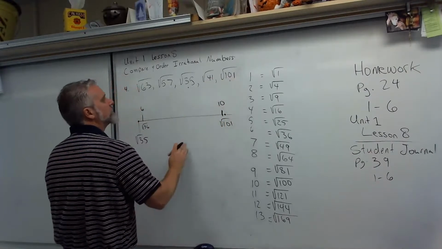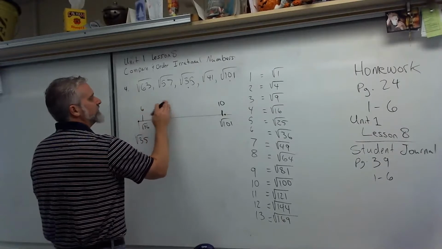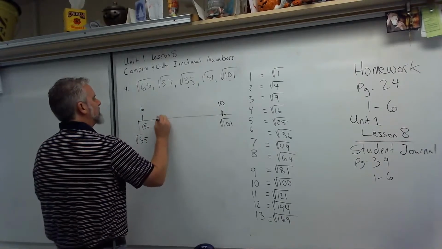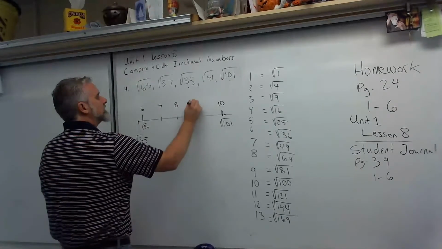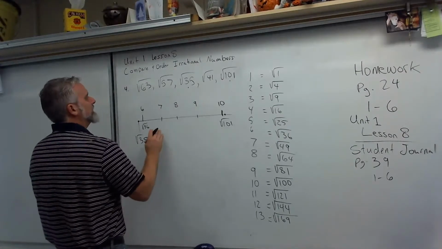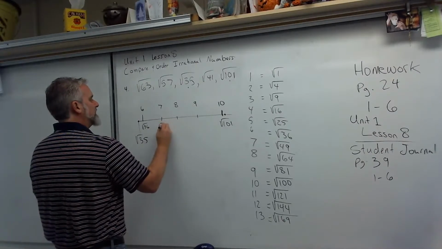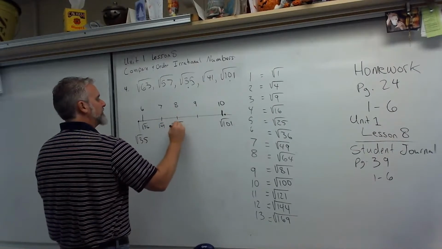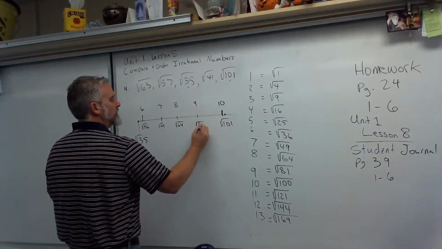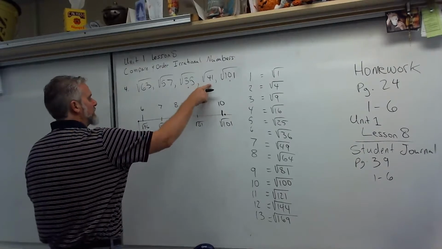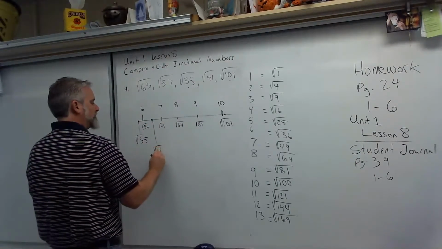Got that one marked? And now I can put the rest of these in order. So between 6 and 10, we'll have 7, 8, 9. And 7 is equal to square root of 49. 8, which is equal to the square root of 64. And 9, which is equal to square root of 81. So now we have a 41 to mark. Square root of 41.